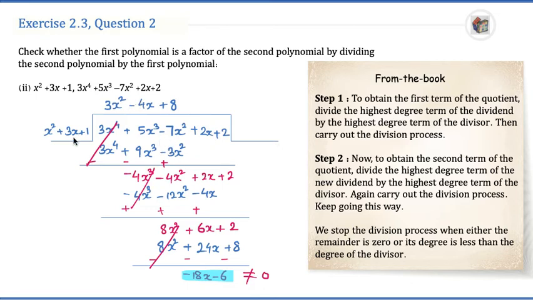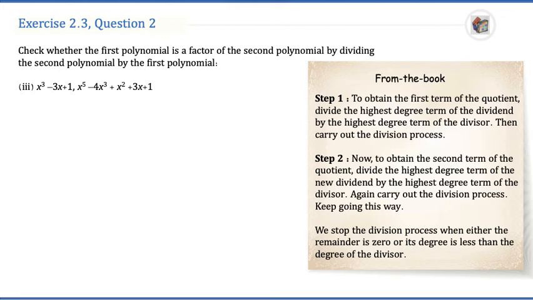Okay, now if you've tried, you would see that the remainder in this case does not come out to be 0. It's minus 18x minus 6, and since the remainder is not equal to 0, the second polynomial is not divisible by the first, or the first one is not a factor of the second, which is what you had to check. Finally, before I show you the solution with the part, this time I'm going to show you the next part on an empty screen.